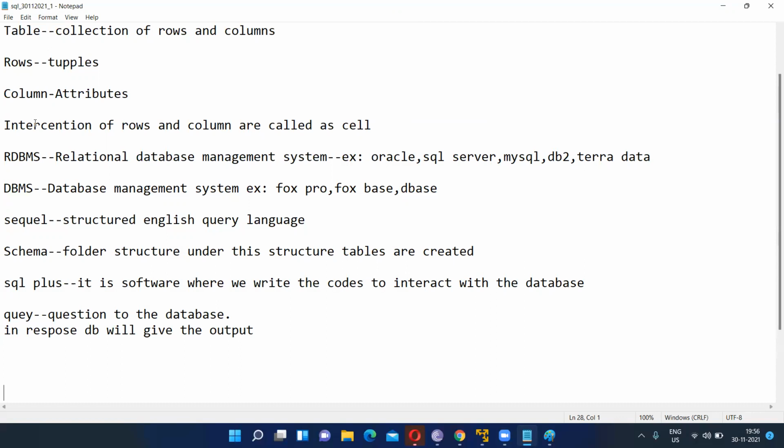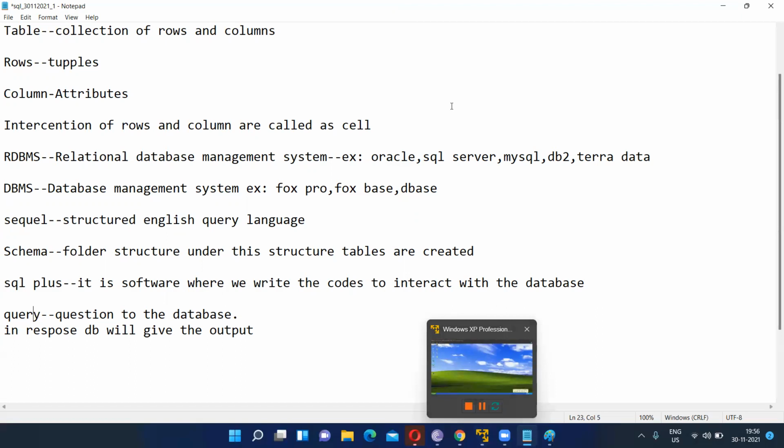After that, we discussed SQL Plus, which is a software where we will write the codes. Codes are nothing but the queries to interact with the database. Then I told you what a query is. A query is nothing but questioning the database. In response, we will get the output. So these are the very, very basic things which should be very clear when we are learning SQL.